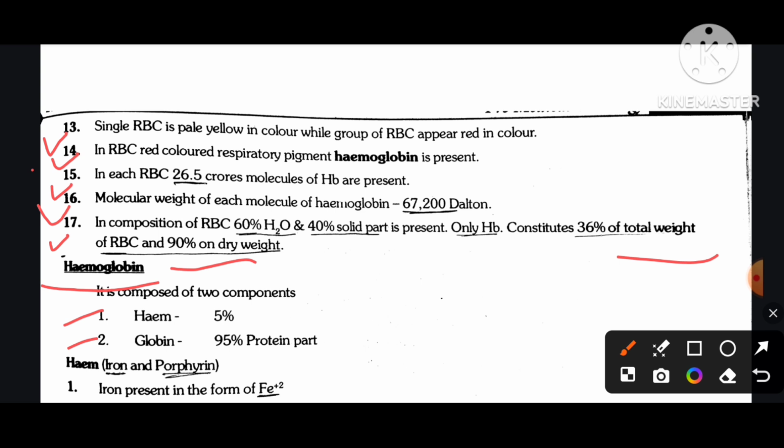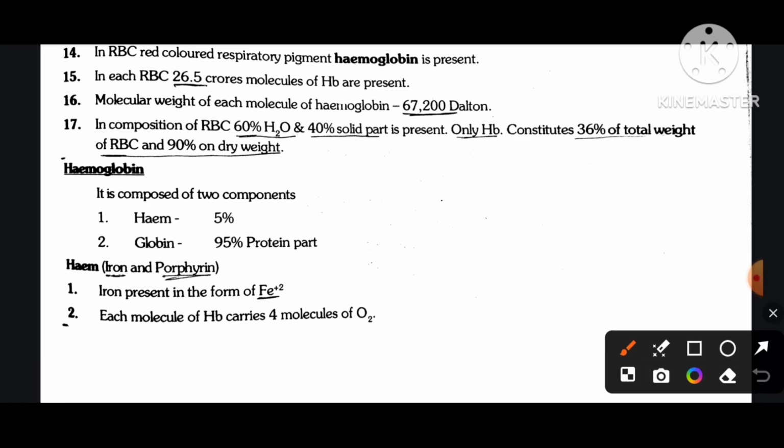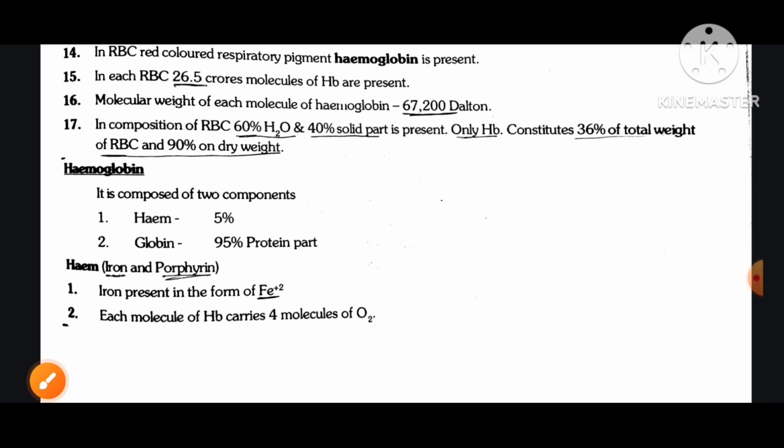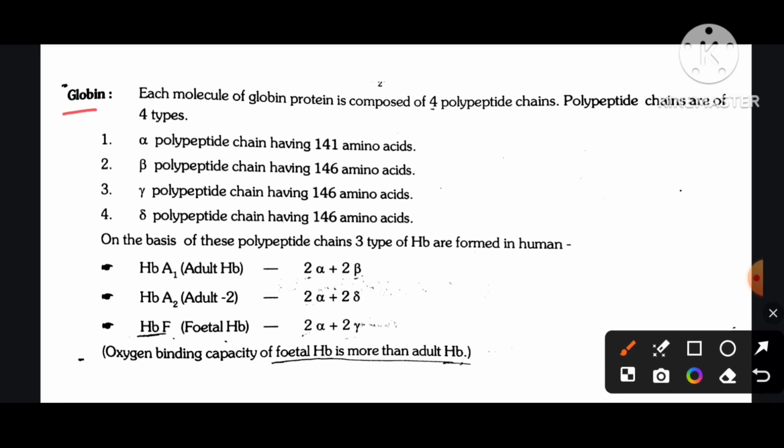Heme: iron and porphyrin. Iron present in the form of Fe+2. Each molecule of hemoglobin carries 4 molecules of O2. Globin: each molecule of globin protein is composed of 4 polypeptide chains. Polypeptide chains are of 4 types. Alpha polypeptide chain having 141 amino acids. Beta polypeptide chain having 146 amino acids. Gamma polypeptide chain having 146 amino acids and delta polypeptide chain having 146 amino acids.